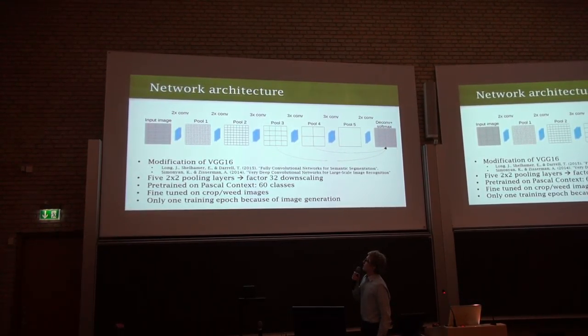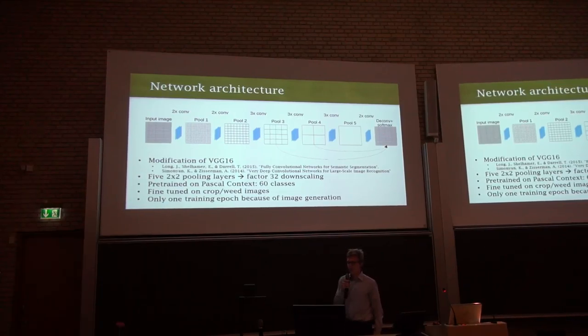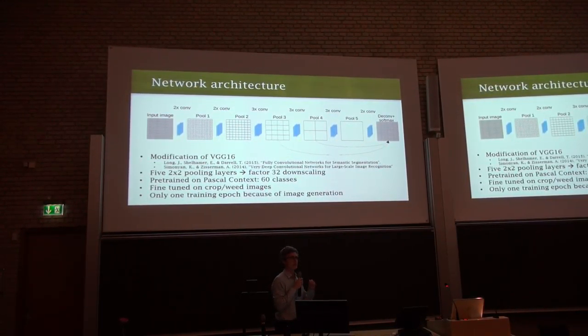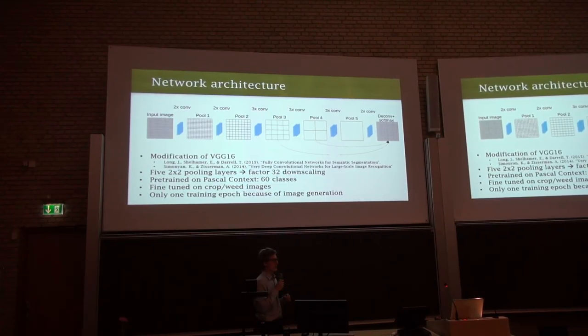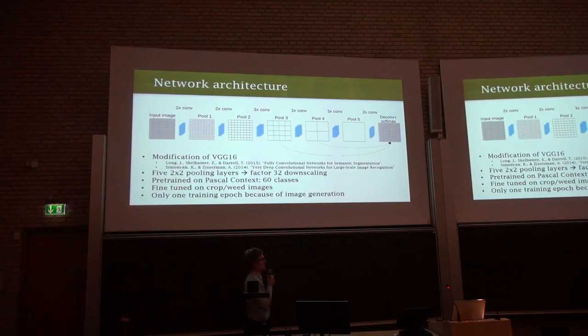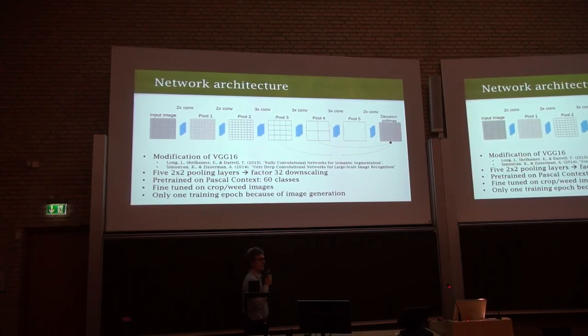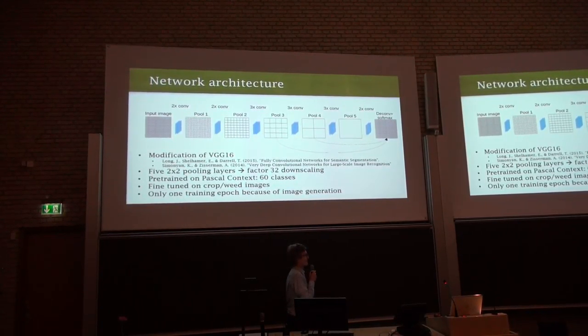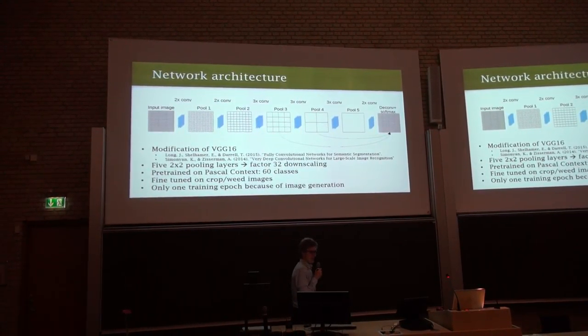When we train this network, we start by using Pascal VOC for pre-training. Pascal VOC is a data set of segmented images, so we use that to just get the network started and initialize all the weights, and then afterwards we fine-tune on these images that we generate using the simulation technique that I just described.